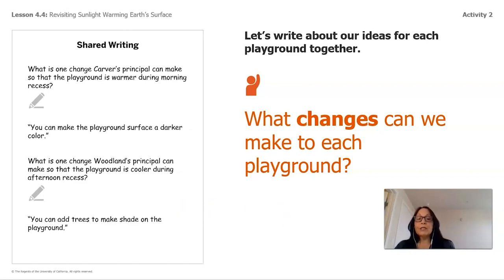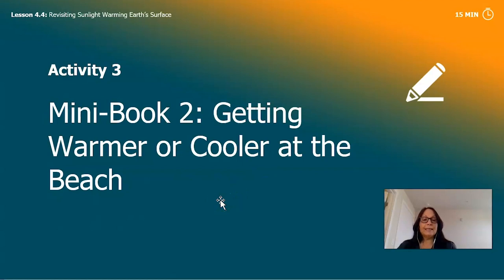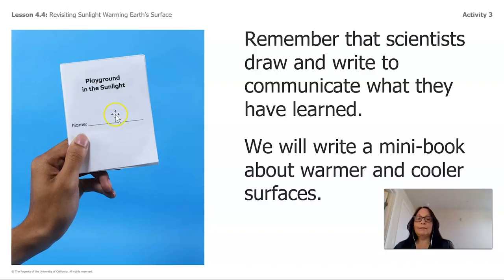All right, so now is when we're gonna get to create our book. So go ahead and get your piece of paper and something to write with. And we're gonna create a book. Now the first slide is not the book that we're making, it's just an example. So don't write anything yet until I tell you to do so, all right? Okay, so you're going to make a little book, because remember that scientists draw and write to communicate what they have learned. We will write a mini book about warmer and cooler surfaces. So we're going to be talking about warmer and cooler surfaces.